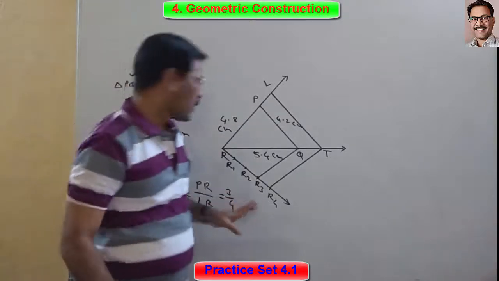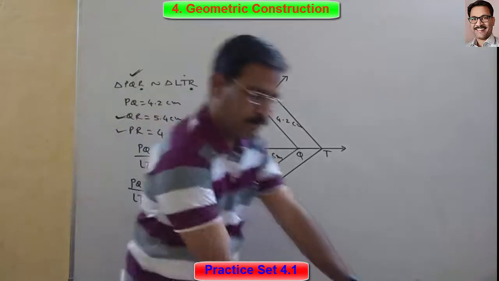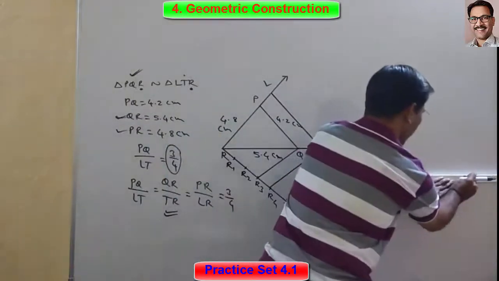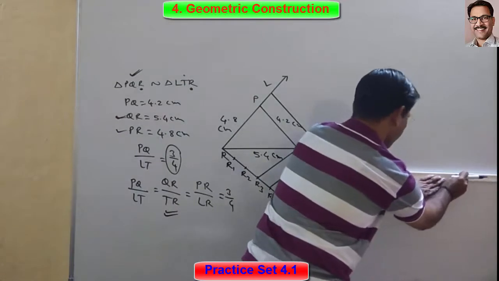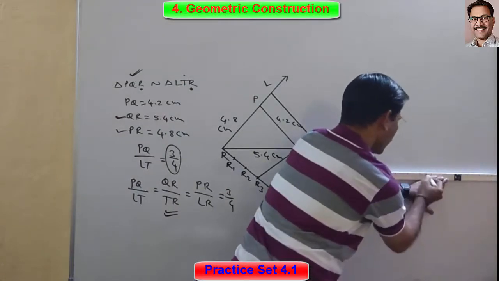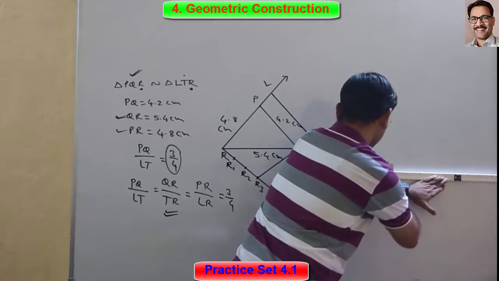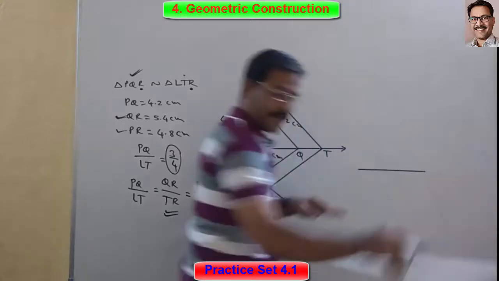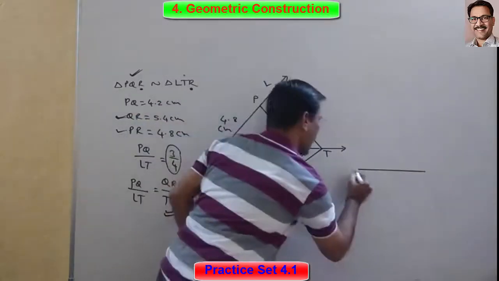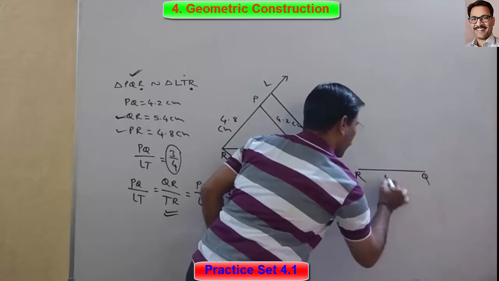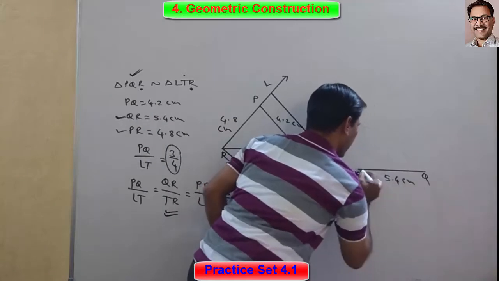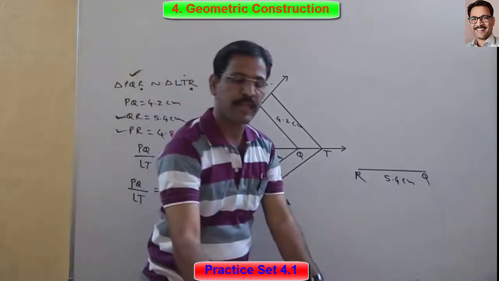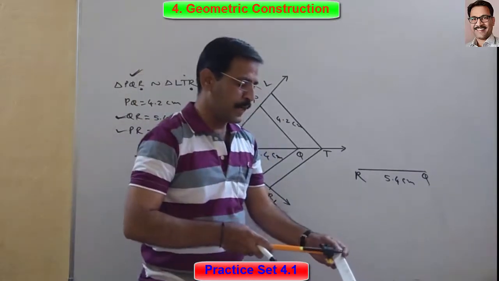Okay? So, first, we have to draw this RQ of which distance? 5.4. 5 is there, 4 is there. See here, 5.4. Okay. Now, afterwards, this is RQ, 5.4 centimeter. Now, in the compass, I take 4.8 here, by using that compass, 4.8.